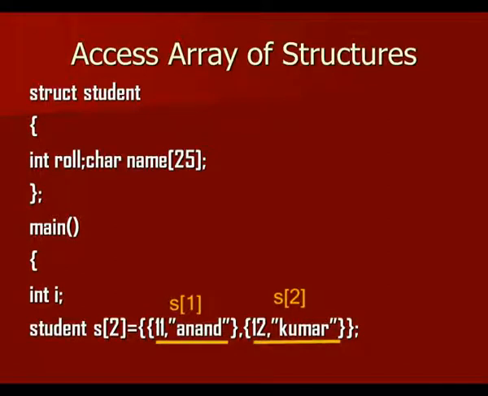So now student S of 0 will hold the value 11 and Anand. Student S of 1 will hold the value 12 and Kumar. So that is how the compiler understands this initialization. So now we will see how it accesses these values. So now we are going to print the details that we have entered.